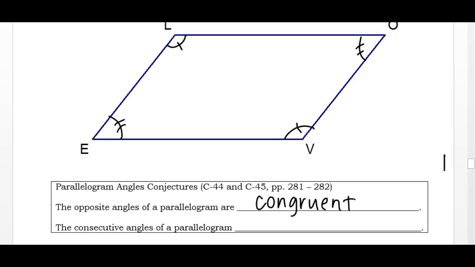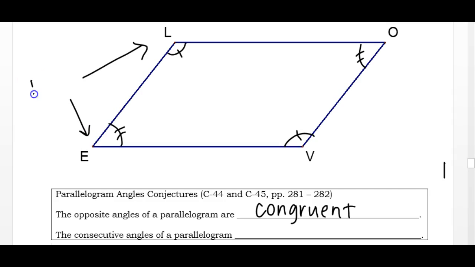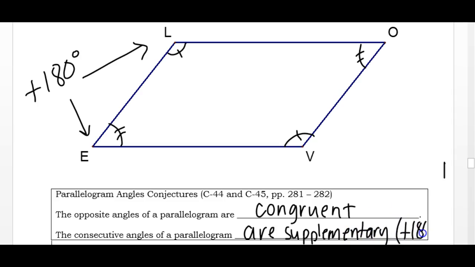Consecutive angles are angles that are right next to each other. So it'd be like angle L and angle E, or E and V, or V and O, or O and L. Two angles that are consecutive angles will always add up to 180 degrees. And the reason for that, my technical word is supplementary, but I'm going to add makes 180.